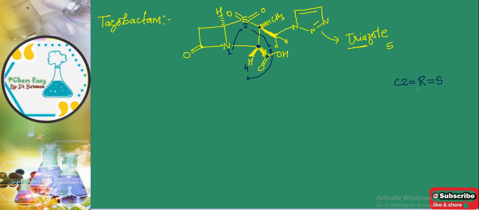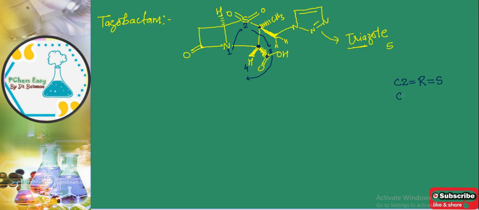In exam, if it is asked the configuration of C2 position in Tazobactam, it would be S. You have to remember the structure and find out the configuration. Okay, then this is carbon number 1. It is done. Now we will have to talk about the second carbon, that is the C3 position.